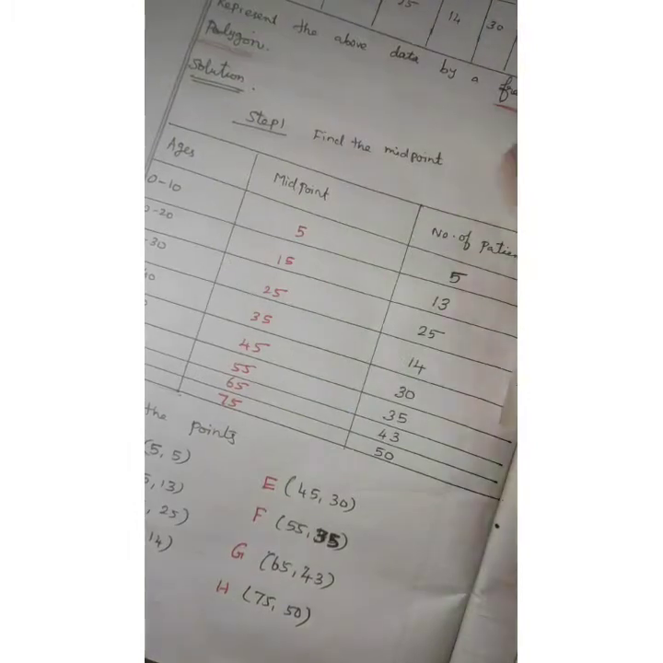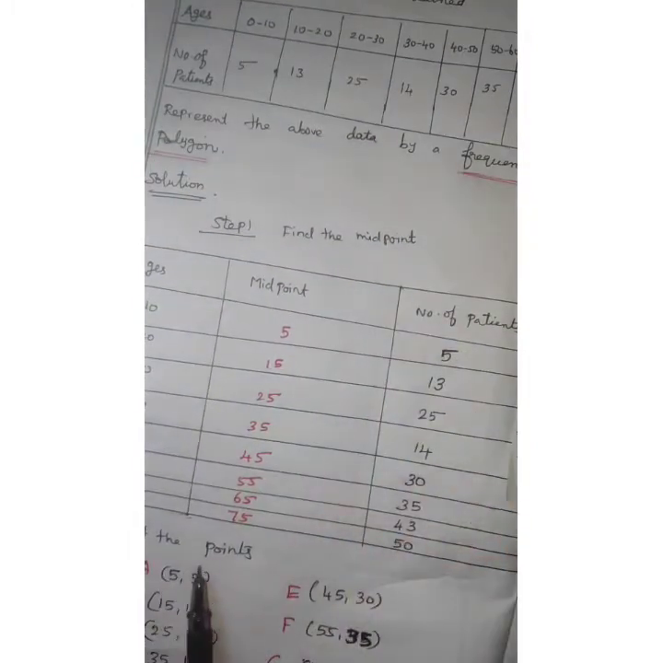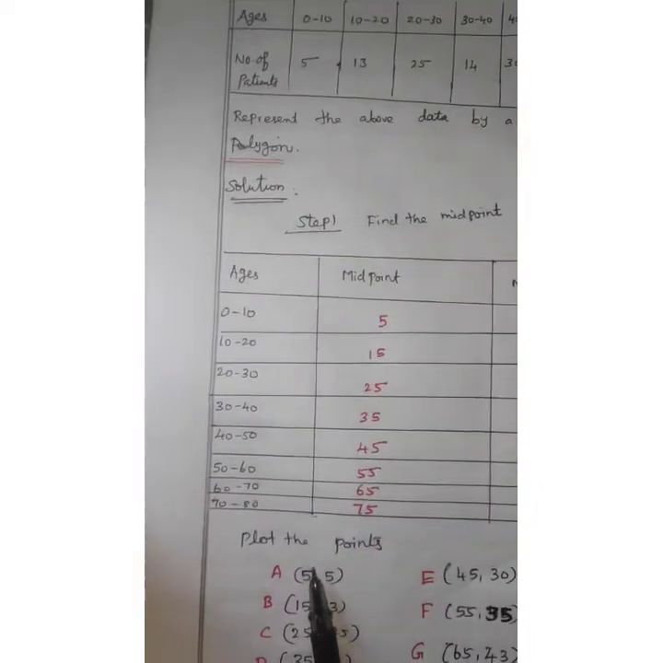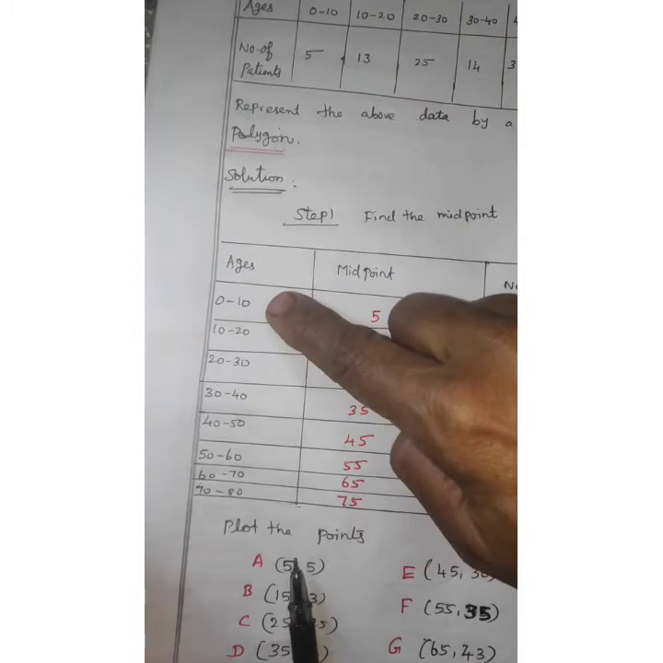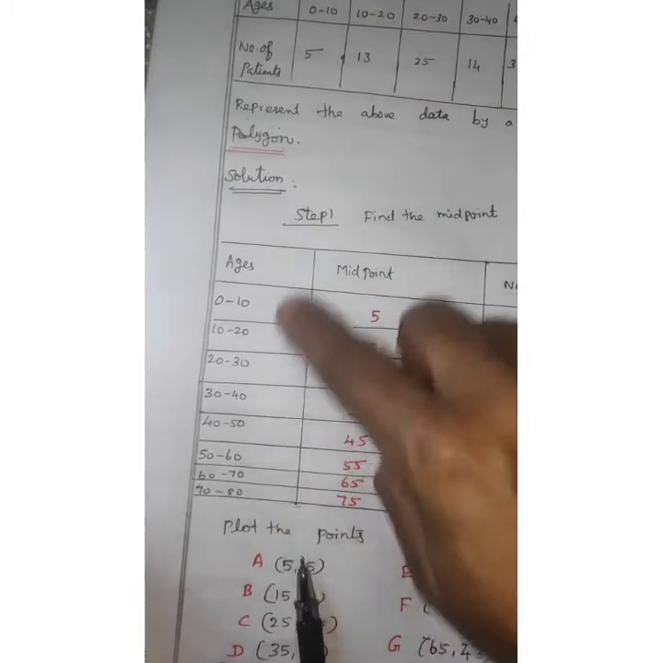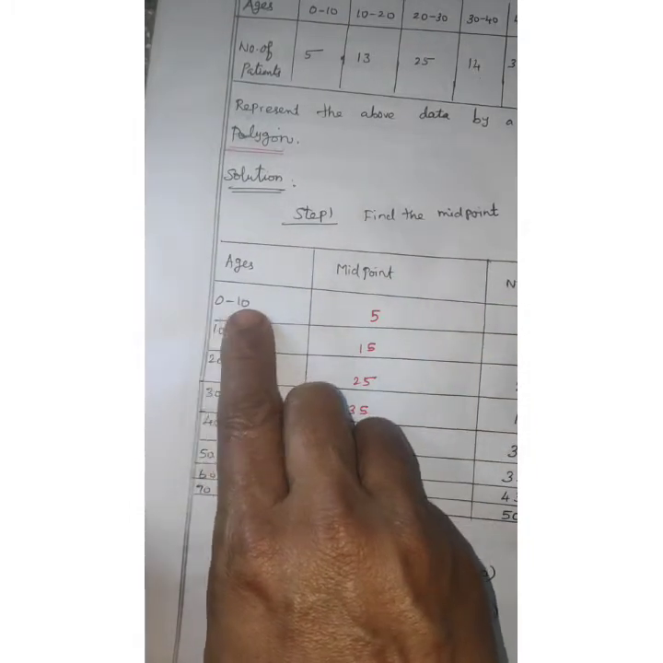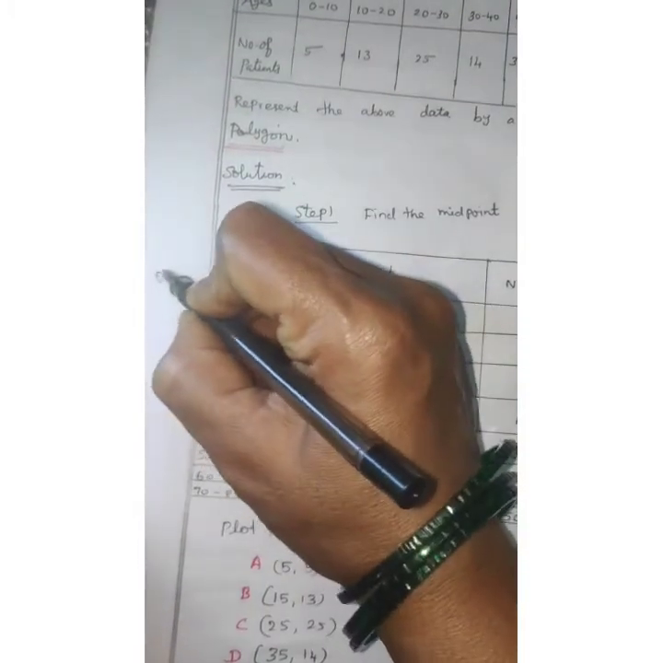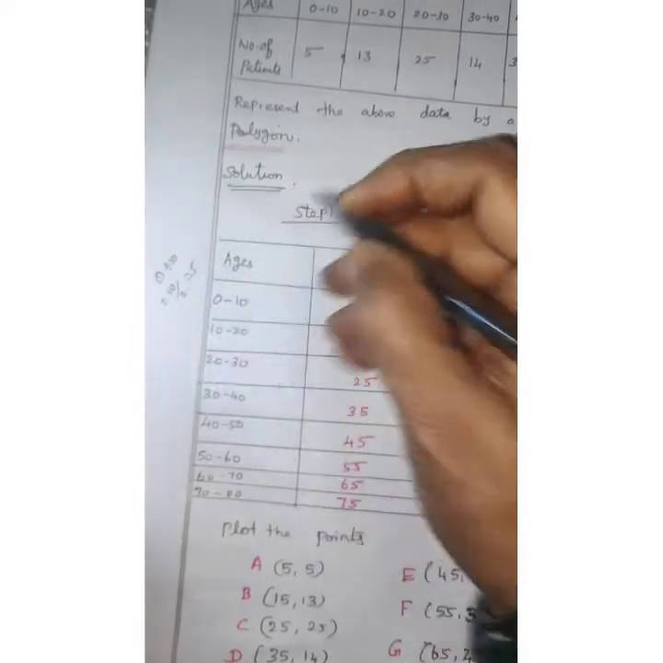First write in the class interval. First find the midpoint. They are given in the sum. What is the interval and all? They are given ages, 0 to 10. So write it 0 to 10, up to 70 to 80, you write in ages. Midpoint, how to find the midpoint? Given these two numbers, 0 and 10. These two numbers add, 0 plus 10 equal to 10. This number divided by 2 equal to 5.